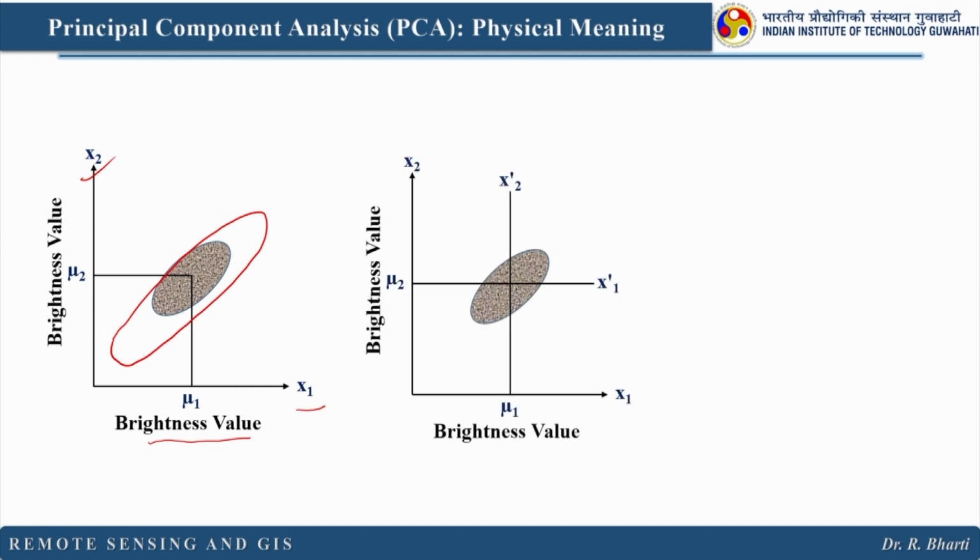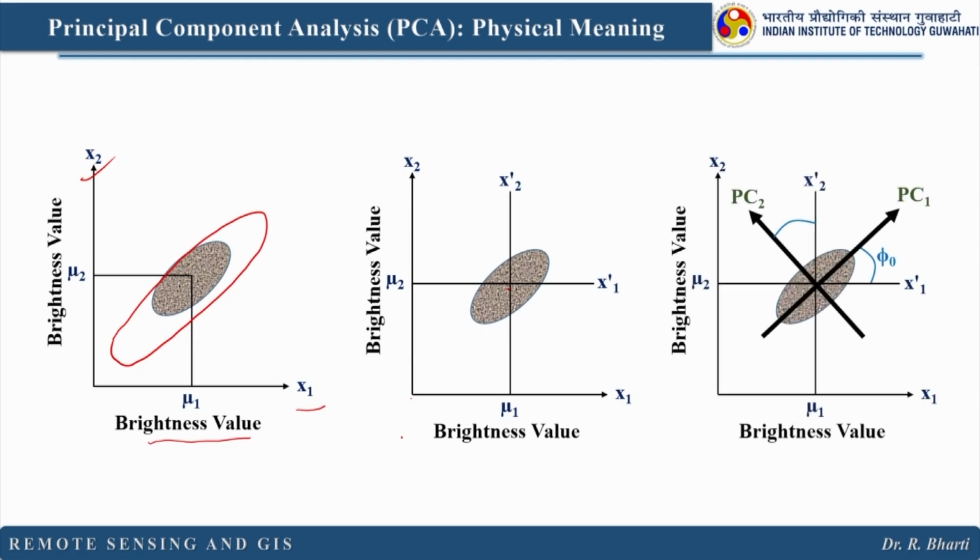So what we do is change the axis. We shift this axis to the center of this particular plot, and then we rotate so that it will be uncorrelated. This is what we are doing in principal component analysis, and this is how we derive meaningful information in a few bands from maybe hundreds or thousands of bands.